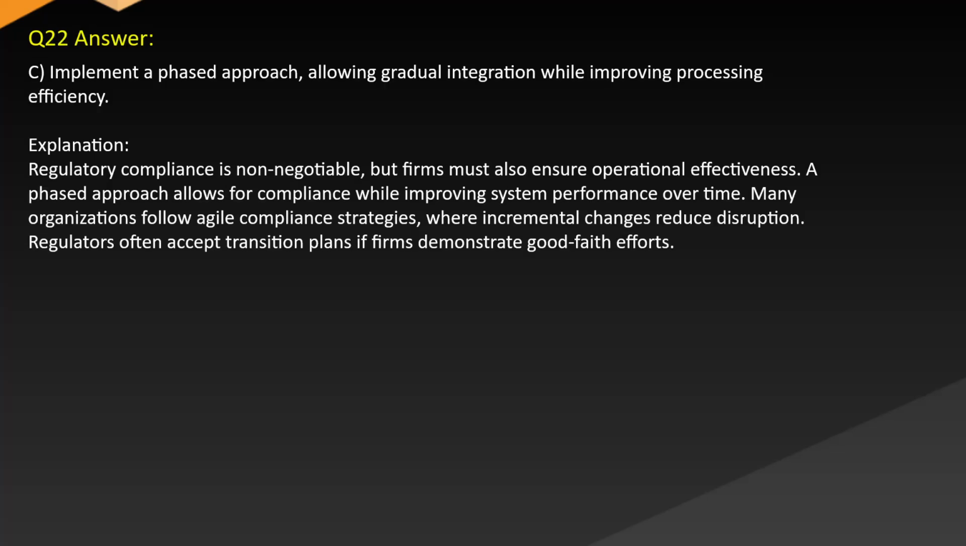Answer: C. Implement a phased approach, allowing gradual integration while improving processing efficiency. Explanation: regulatory compliance is non-negotiable, but firms must also ensure operational effectiveness. A phased approach allows for compliance while improving system performance over time. Many organizations follow agile compliance strategies where incremental changes reduce disruption. Regulators often accept transition plans. Firms demonstrate good faith efforts.